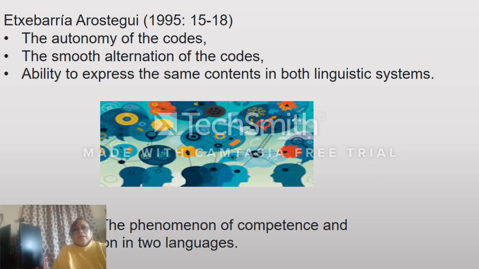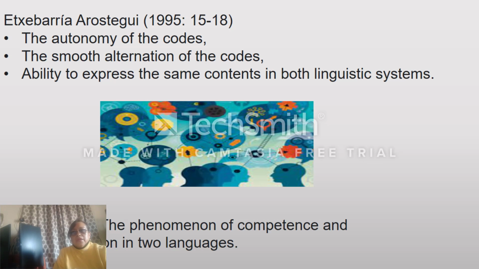Also, we have Echeverria Arostegui, who considers three basic features: the autonomy of the codes, the smooth alternation of the codes, and the ability to express the same content in both linguistic systems. So I like this definition. I think it's complete. It's talking about the codes. These codes have to flow. They have to be connected, and they have to have meaning, the meaning of whatever we want to express.